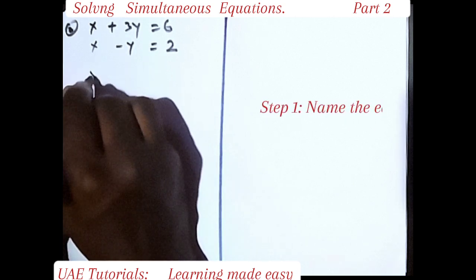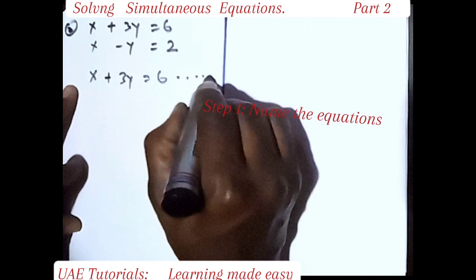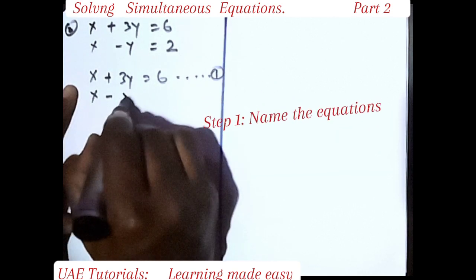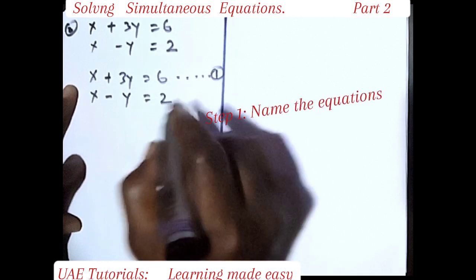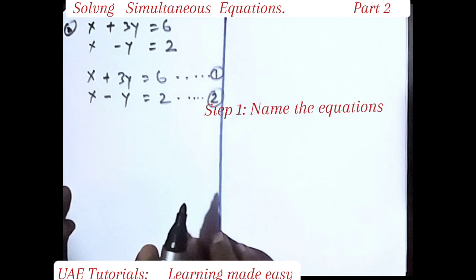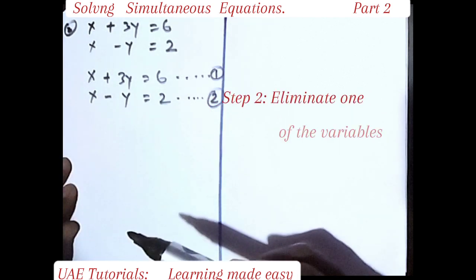So we'll say that x plus 3y equals 6. The first equation, we'll name it as equation 1. And then x minus y equals 2. We want to name this as equation 2. And if we do that, we want to eliminate one of the variables.